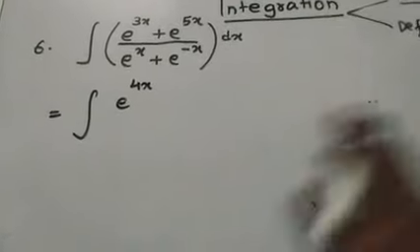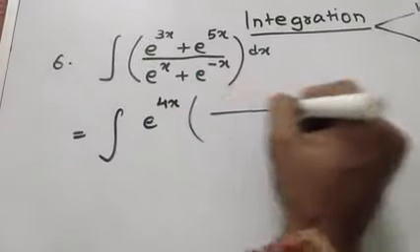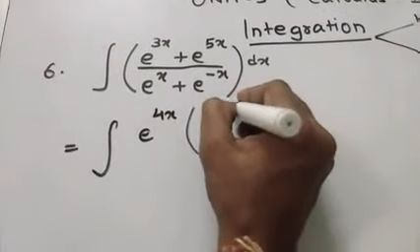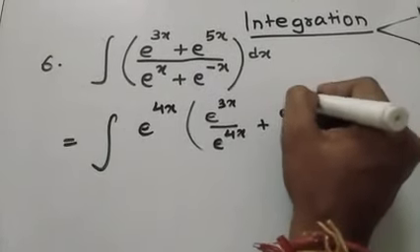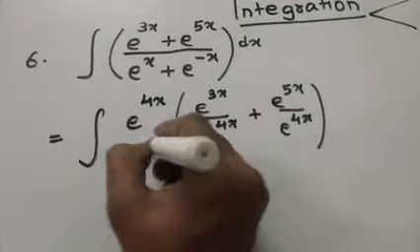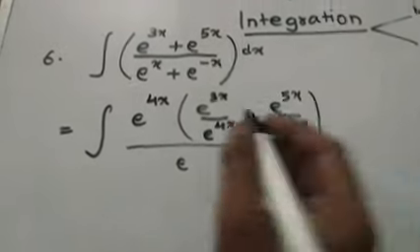So here e to the power 4x, if you take common, that means dividing each term by e to the power 4x, that is 3x by 4x, 5x by 4x. Got it? And the denominator will remain unchanged, as it is.